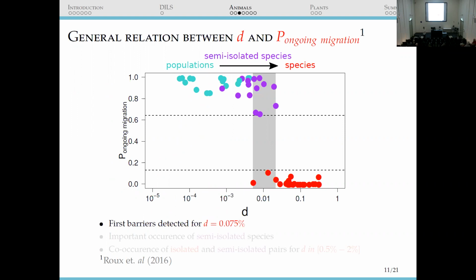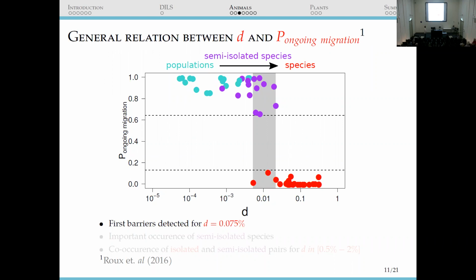I represent this dynamic of speciation as follows. On the x-axis, you have the divergence, 1% being human-chimpanzee, just to have a kind of reference. And on the y-axis, you have the posterior probability of models with ongoing migration. One point is a pair, 61 pairs. In blue here, you have the pairs of gene pools for which the ABC approach provided a strong statistical support for migration, and this migration is homogeneous, no barrier.